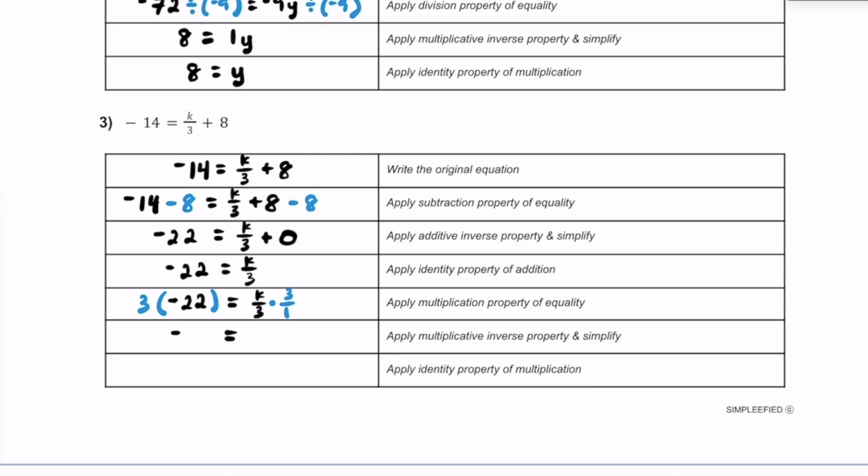On the left side, we have negative 66, and on the right side, we're going to get 1k, just because 1/3 times 3 over 1 is just 1, so we have 1k. And so negative 66 is equal to k. All right, cool. Let's try another one.